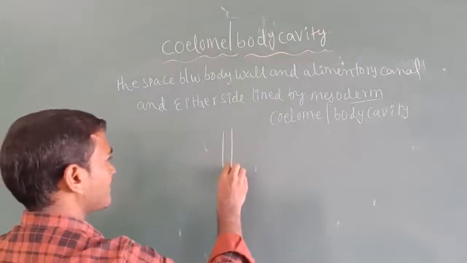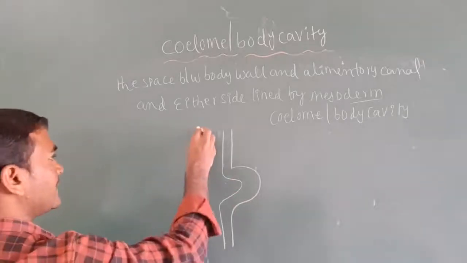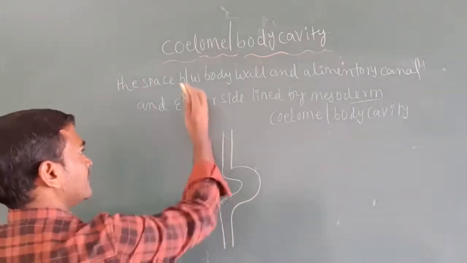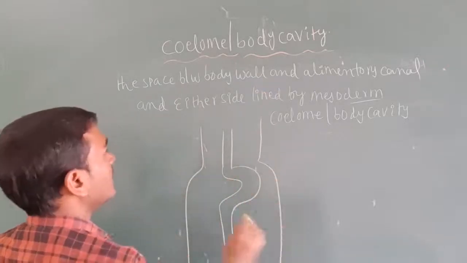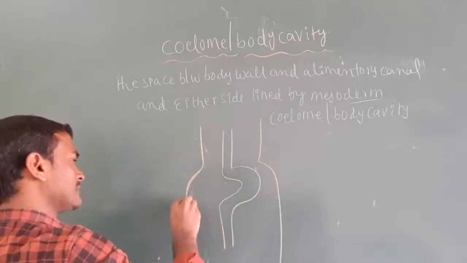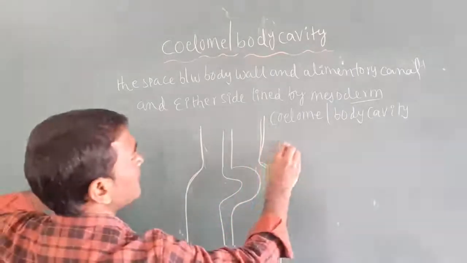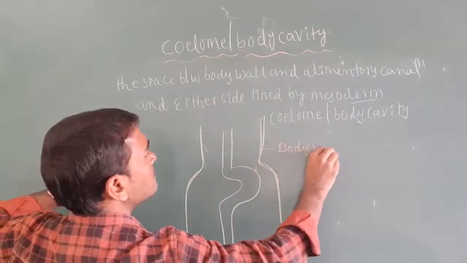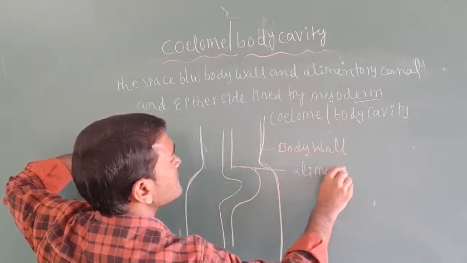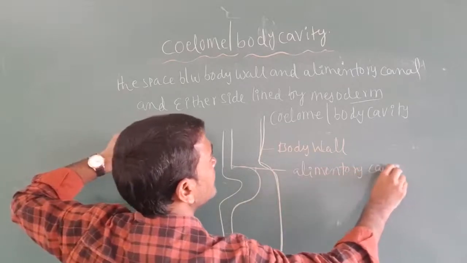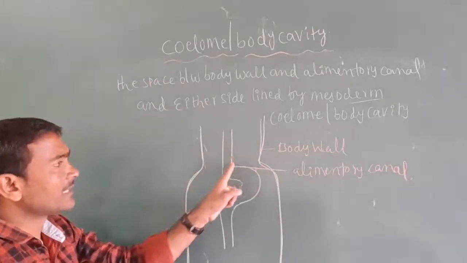Now first, we make the alimentary canal. This is the alimentary canal. Then this is the body wall. This is the alimentary canal. The space between this and this, the space between the body wall and alimentary canal, is there.